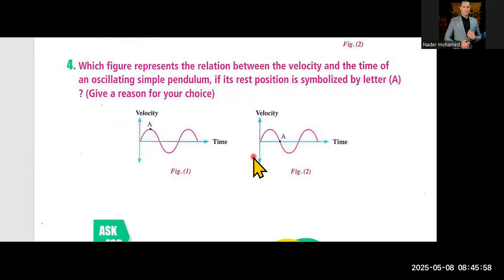At this point, we can search for where the rest position is. The rest position will be at this point A, at this line. So the maximum velocity will be here or here, when it's passing by its rest position. Here is the maximum velocity when it's moving by this point. This is the minimum point.